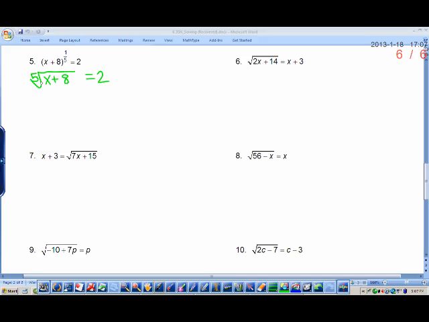Well, just like I get rid of a cube root by cubing both sides, I'm going to get rid of the 5th root by raising both sides to the 5th power. So I get x plus 8 is equal to 32, which is 2 to the 5th. Subtract 8, I get x equals 24. This is an odd index, an odd root, a 5th root, so I don't need to check for extraneous solutions.